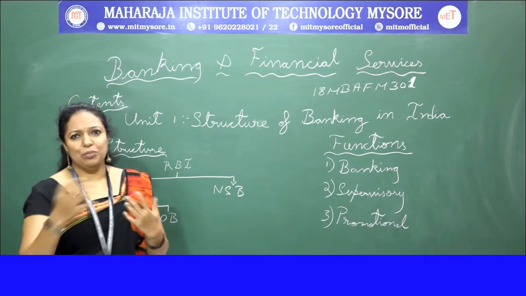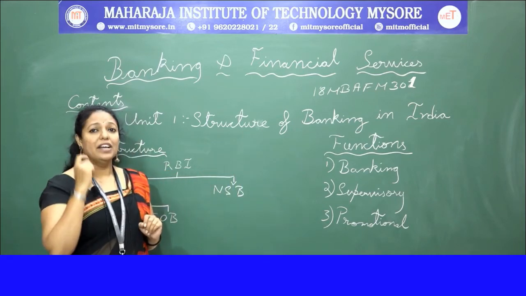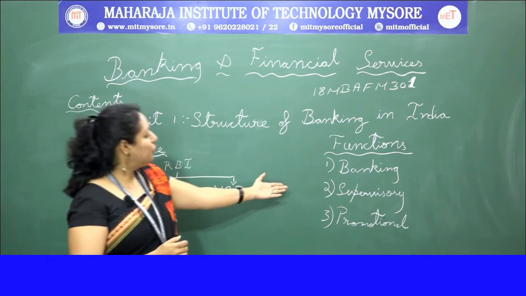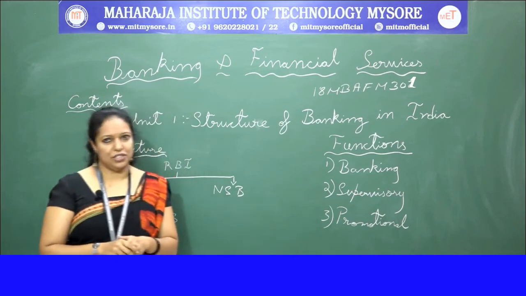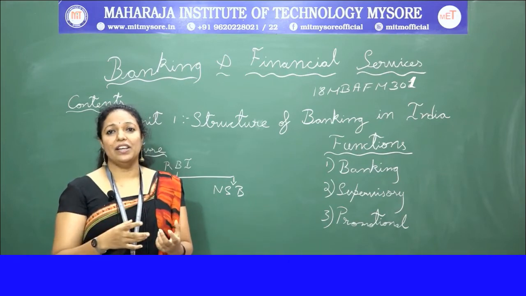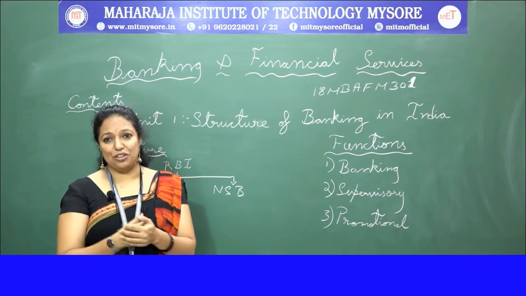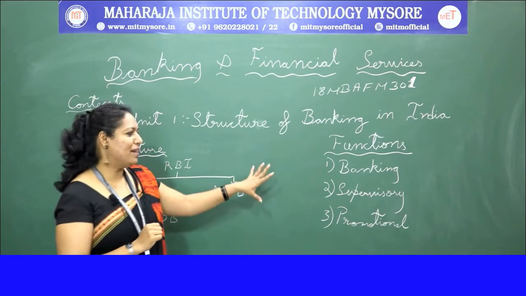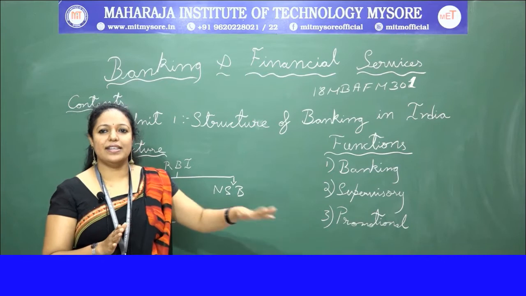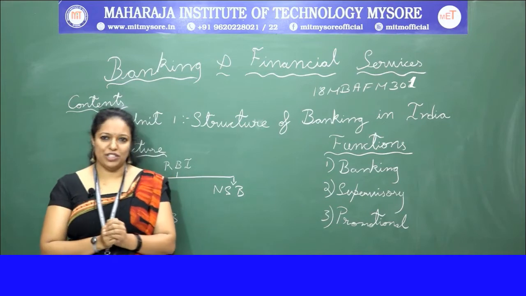Moving ahead with the RBI, the RBI Act of 1934 has divided the functions of RBI into three categories: the banking function, supervisory function and promotional function. The main function of RBI is to regulate the money supply, which helps the circulation of money. Along with money circulation as a primary objective, they also concentrate on the agricultural sector, the industrial sector and export promotion.